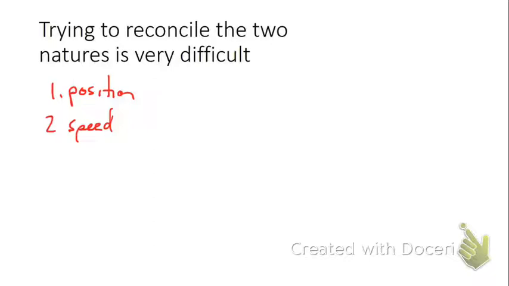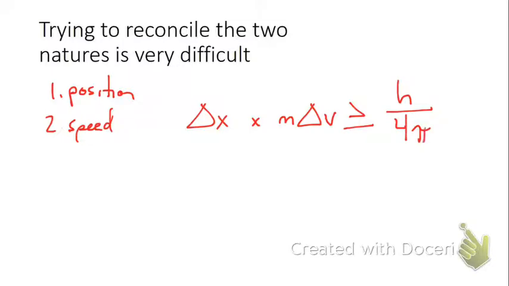We just don't understand what these things are, and so they've come up with an equation. I'm just showing you this equation to show you what the scientists have come up with. Delta x times mass times delta v is greater than or equal to a constant, h over 4 pi. Delta x is the uncertainty in the position, and delta v is the uncertainty in the speed, or the velocity. So the more we know about the position, the less we know about the speed, and the more we know about the speed, the less we know about the position.